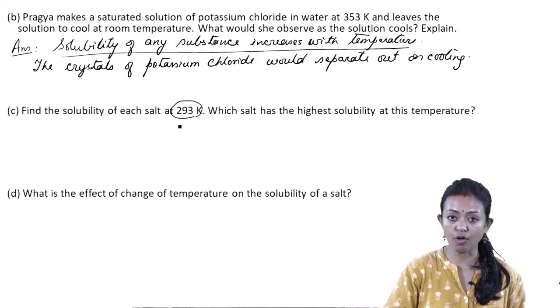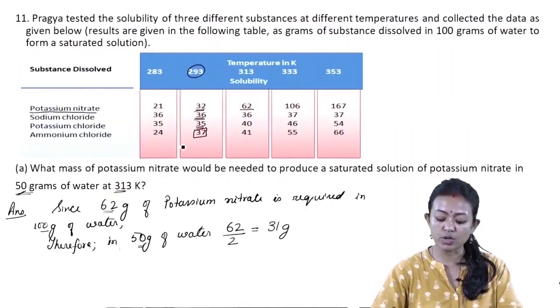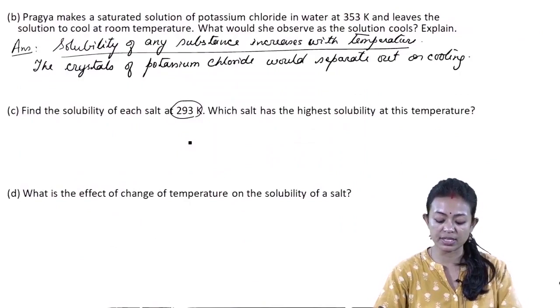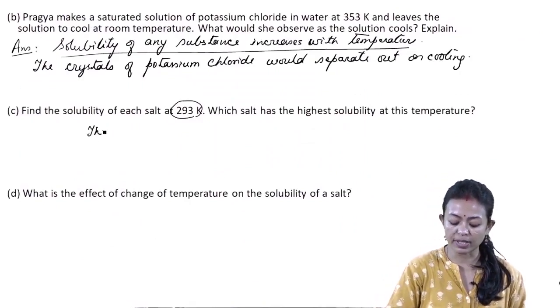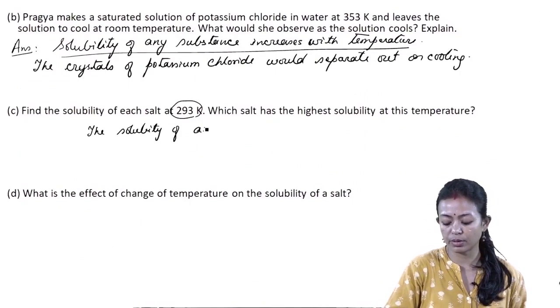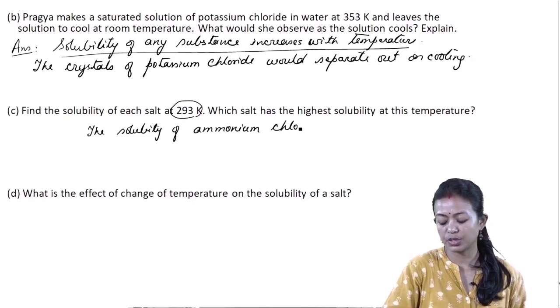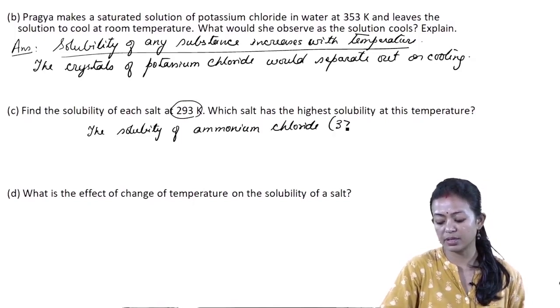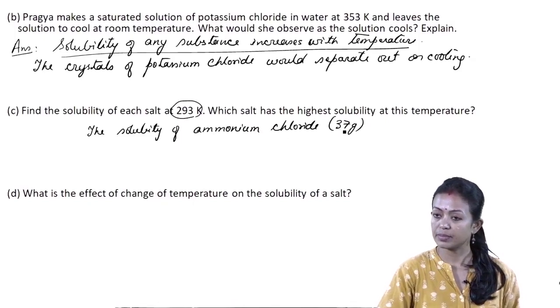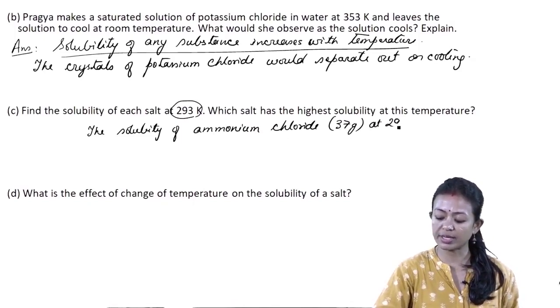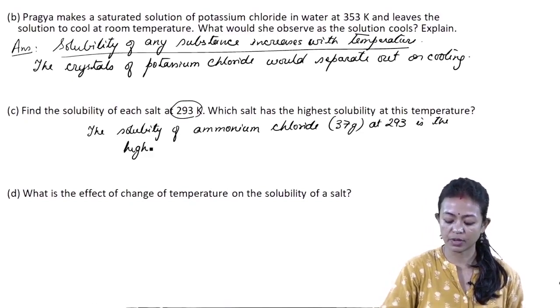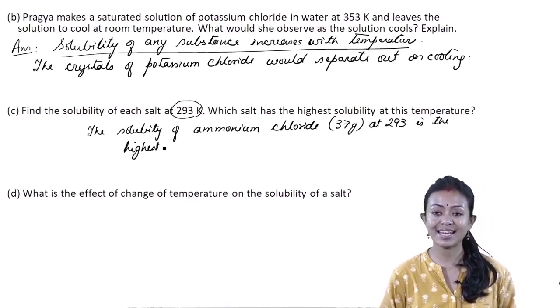So what would be the answer? The solubility of, what did we find? The solubility of ammonium chloride, which is given to be 37 gram at 293, is the highest. Alright, so ammonium chloride has the highest solubility at 293 Kelvin.